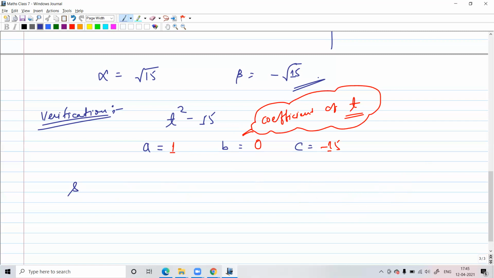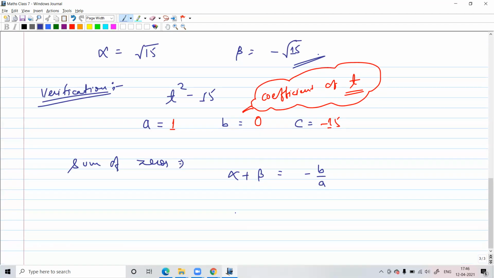So sum of zeros, alpha plus beta. What is the formula? Tell me. Anyone? Minus b by a. Yes, minus b by a. That's good. So what was alpha for us? It was square root of 15 plus what is beta? Minus square root of 15. And this should be equal to minus of b by a. What is the b for us? B is 0 and a is 1. So you can see this is already happening.